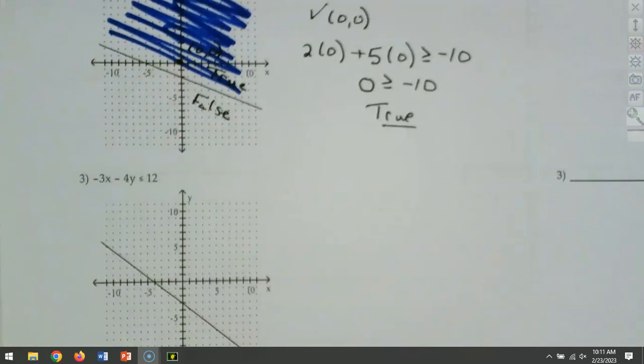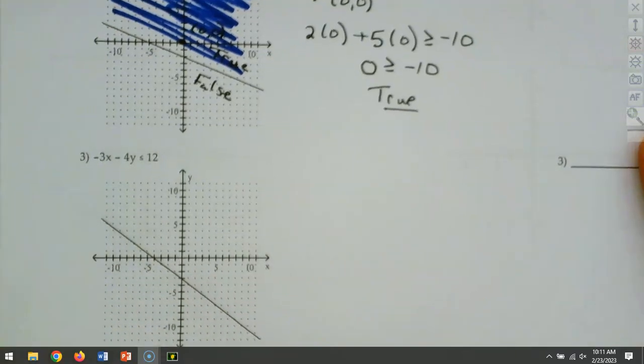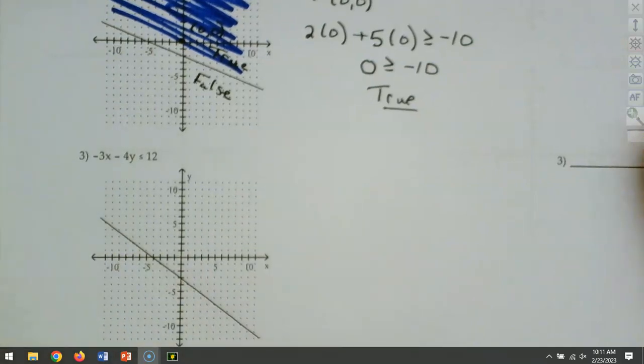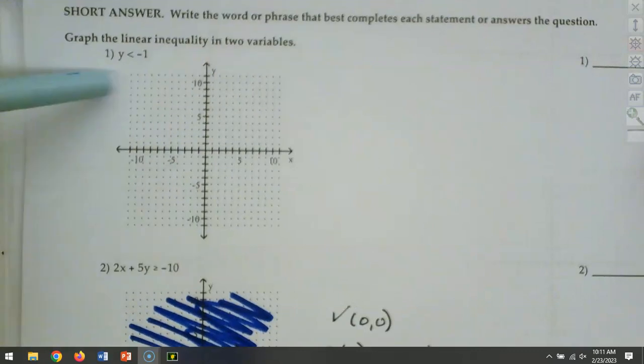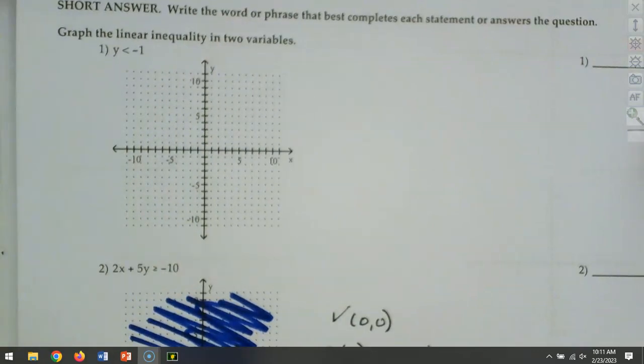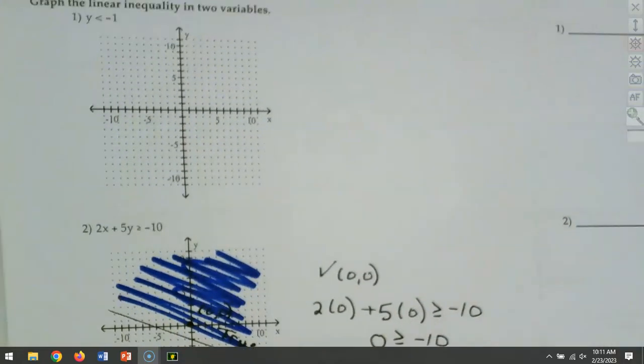Same thing with question 3. Check your 0, 0 and either shade above or shade below. That's all you need to do. On some of the others, you're going to have to graph the lines like what we did. But there are several of these where you already have the line, and all you have to do is pick 0, 0 and either shade above or below. So about half of them are like this. The other half, you're going to have to do the whole part like this one. Okay? This is a Y line. You're going to have to graph it and shade it. But several of them are already done for you.